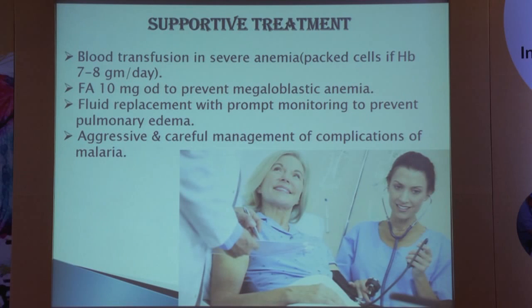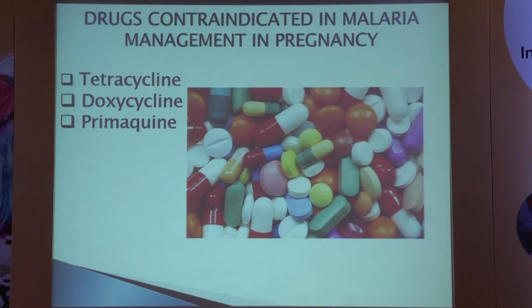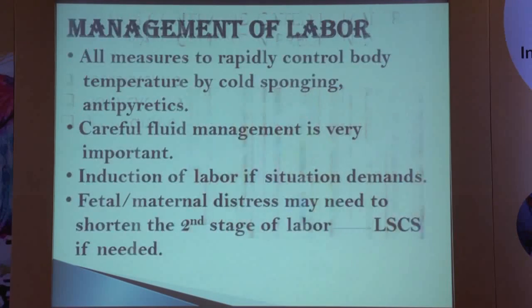Supportive treatment, of course, blood transfusion in severe anemia, if hemoglobin is 7 to 8 grams. Folic acid 10 milligram OD to prevent megaloblastic anemia. Fluid replacement, of course, with prompt monitoring to prevent pulmonary edema, and aggressive and careful management of complications of malaria. Drugs contraindicated, of course, are tetracycline, doxycycline, and primaquine.